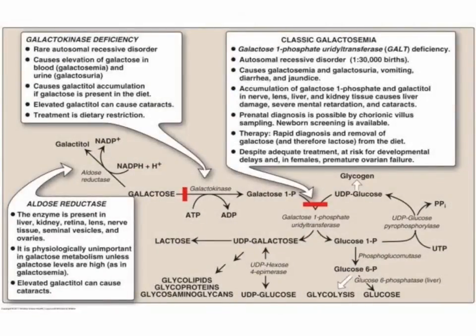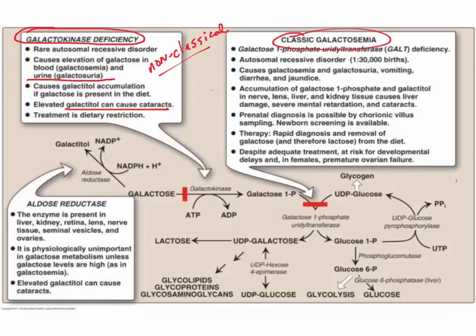There are inherited disorders of galactose metabolism that lead to serious metabolic disease. Galactokinase deficiency is a rare disorder that results in elevated blood galactose. It's sometimes referred to as non-classical galactosemia. The main symptoms are galactose accumulation in blood and urine and cataracts that are caused by a metabolite of galactose, galactitol. I'll talk about galactitol a bit later.